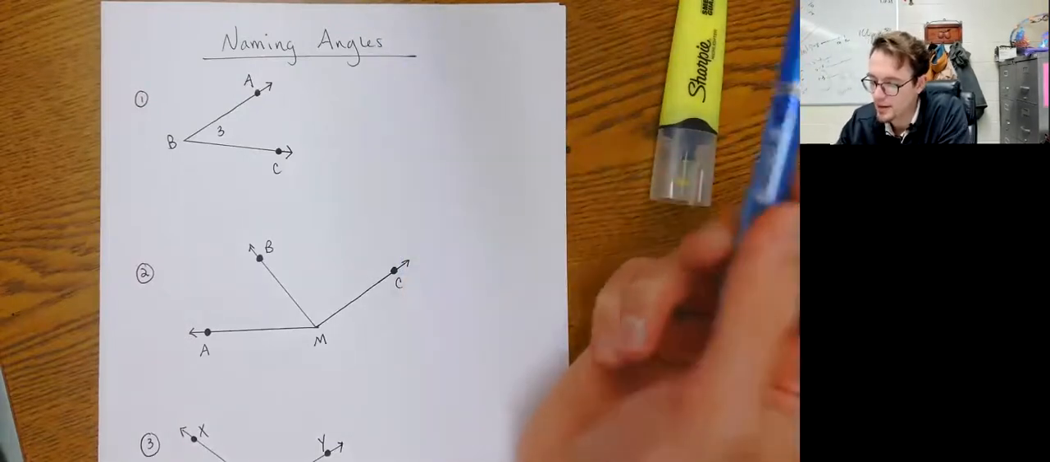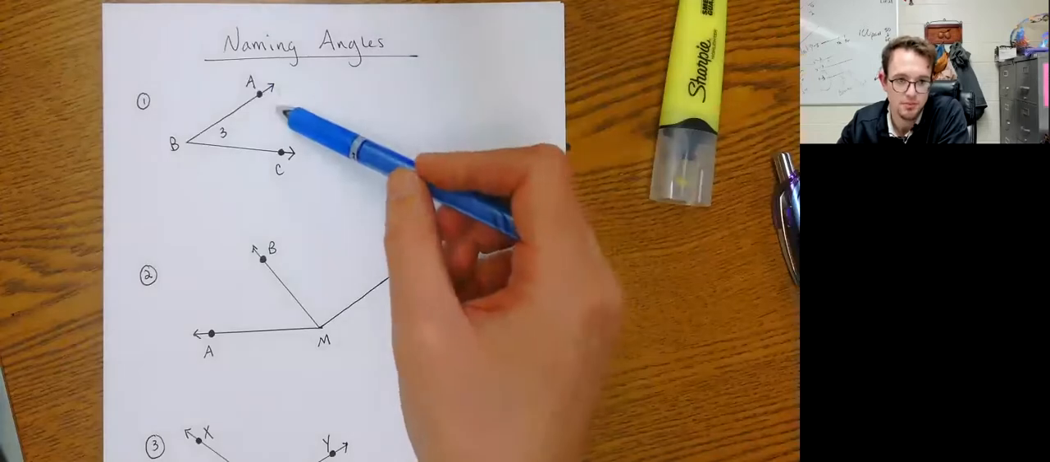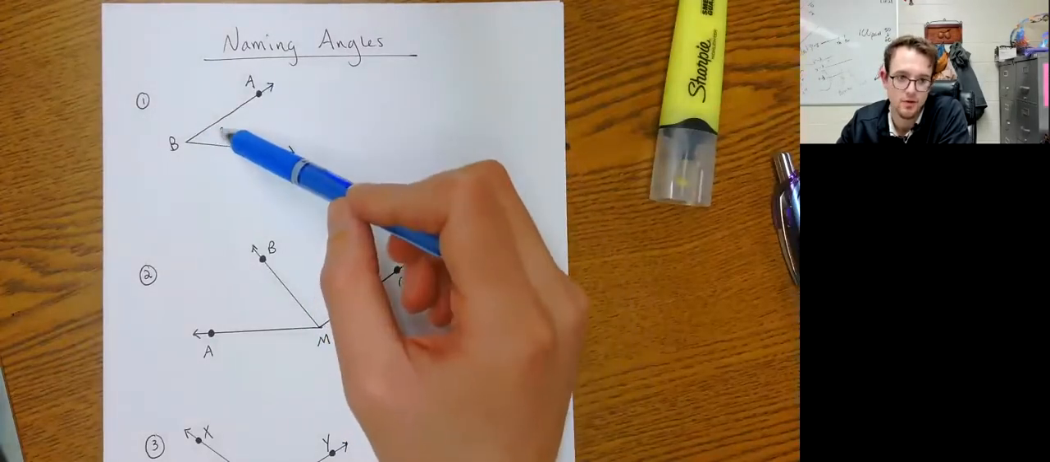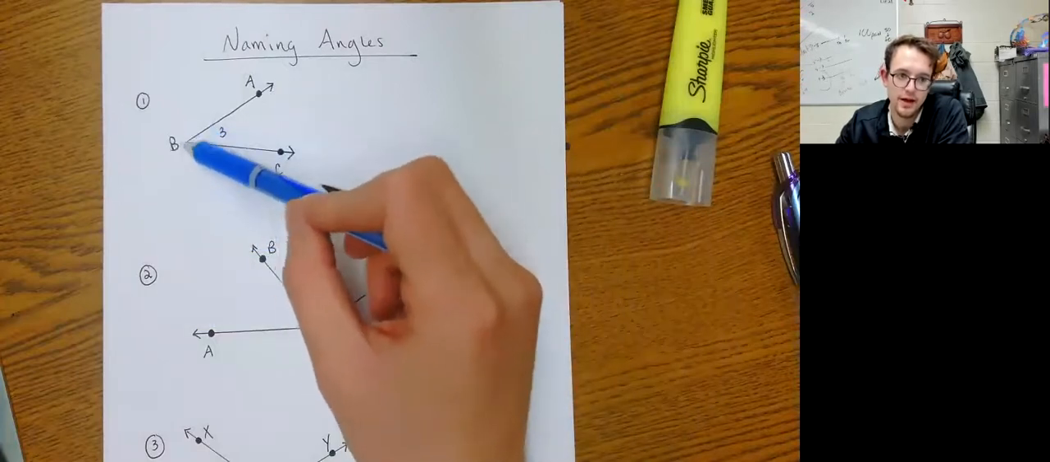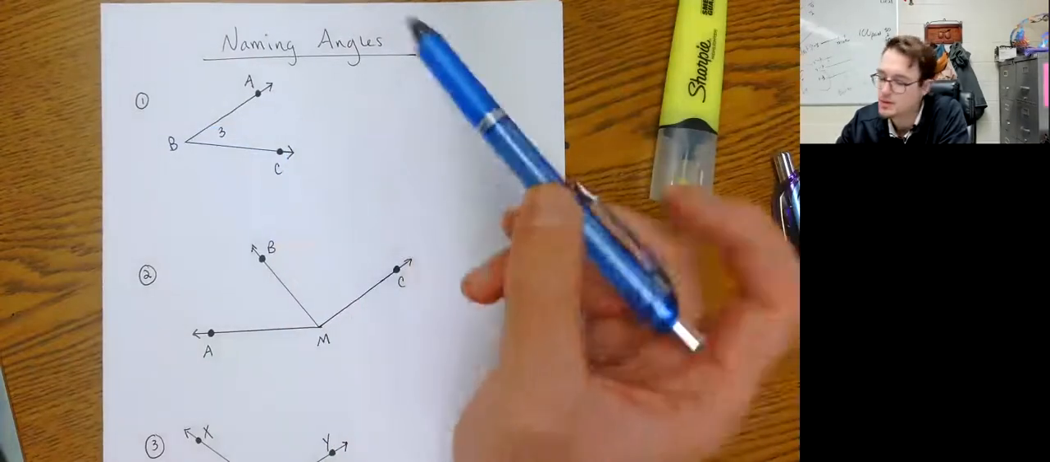So, naming angles. There are numerous ways to name just one angle. You might see some of them might have a number in there. Some of them might have just a letter for the vertex, a point for the vertex. Some might have 3 points.